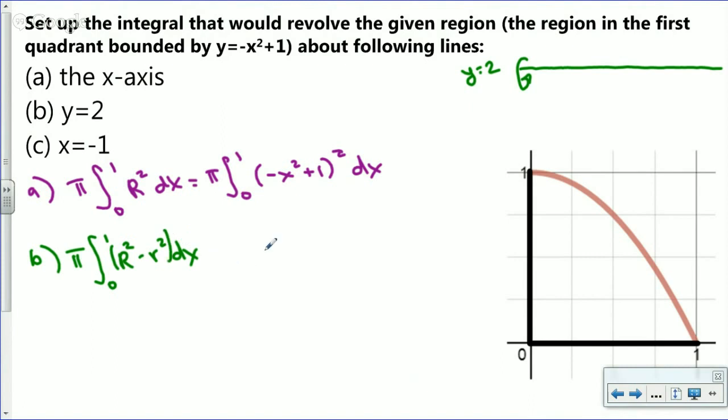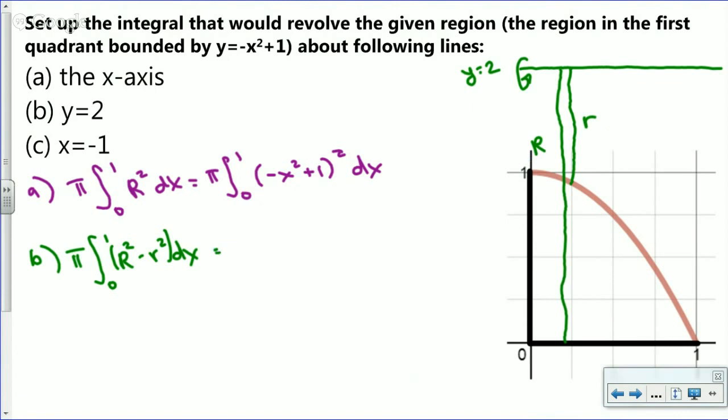All right, so now I just need to find capital R and little r. So start at your axis of revolution, go down all the way to your farther function. That's going to be capital R. And to find little r, that's going to be your empty space. So start at your axis of revolution, go perpendicular to your closer function.